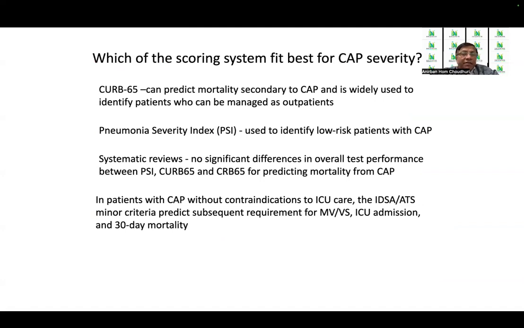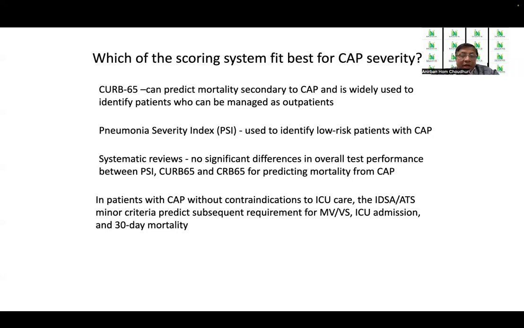Now, CURB 65, as you know, is a simple score, and it can predict mortality secondary to CAP. It is widely used to identify patients who can be managed as outpatients, and it is very useful in the emergency room setting, and that's the reason for its wide popularity. Pneumonia severity index is mainly used to identify low-risk patients with CAP, and systematic reviews have found no significant difference in overall test performance between CURB 65, CRB 65, or PSI for predicting mortality from CAP.